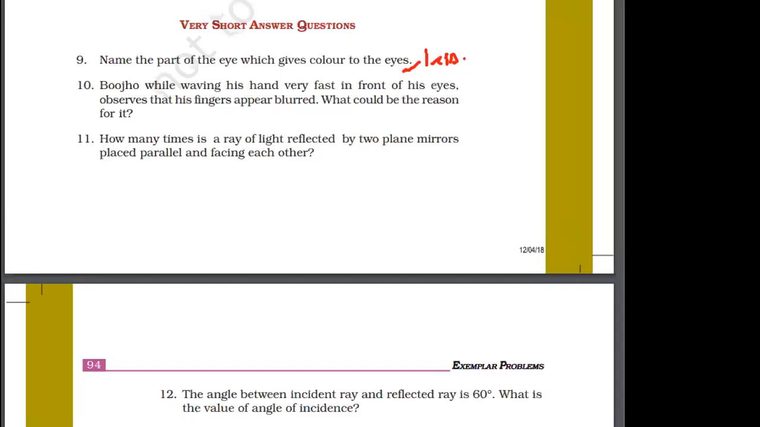Cones, again, Shivansh, cones give color to the object, right? Cones basically let us know what is the color of the object, okay? Not the eyes, got it?